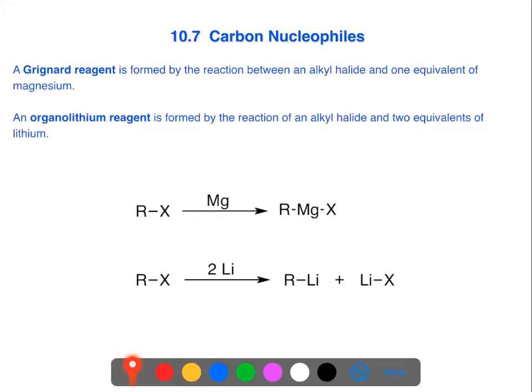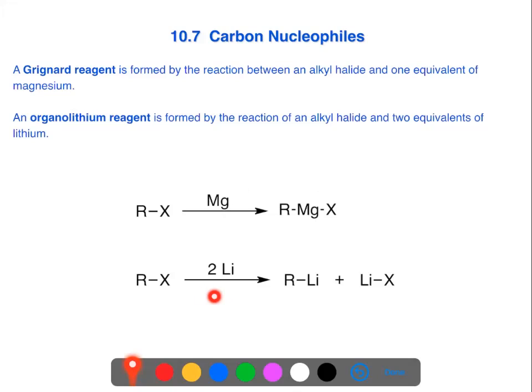Now, the most common carbon nucleophiles are the Grignard reagent and the organolithium reagent. And both of them can be produced from a reaction with an alkyl halide. So if we take an alkyl halide and react it with magnesium, what will happen mechanistically is that the magnesium will insert itself between the R group of your original alkyl halide and the halogen. Now, the mechanism for this reaction is still being explored to this day, but it's involving radicals for the most part.